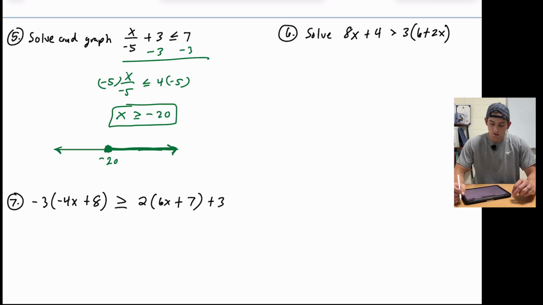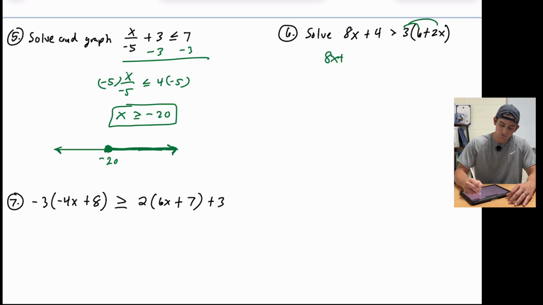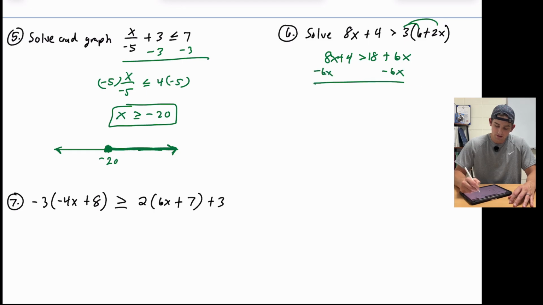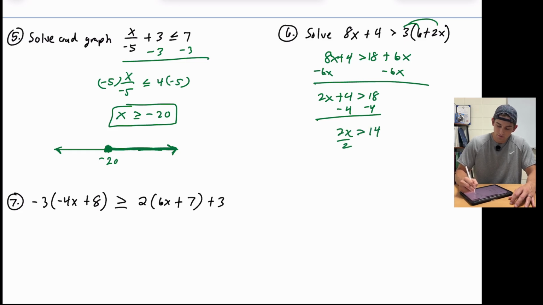All right. Number 6, we have 8x plus 4 is greater than 3 times the quantity of 6 plus 2x. So I actually want to distribute that 3 on both sides to give us 8x plus 4 is greater than 18 plus 6x. Now we can solve. I'm going to subtract 6x from both sides. So that's going to give me 2x plus 4 is greater than 18. Now we can subtract 4 from both sides to get 2x is greater than 14. And then we divide both sides by 2 to get x is greater than 7.